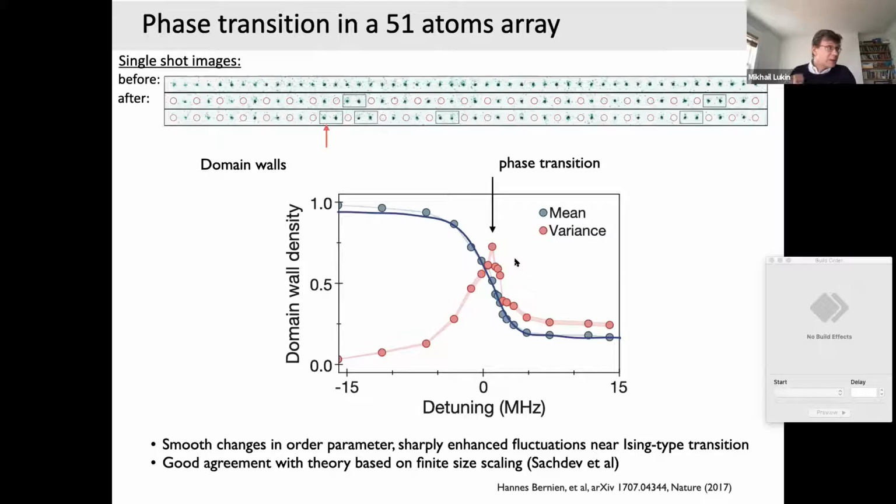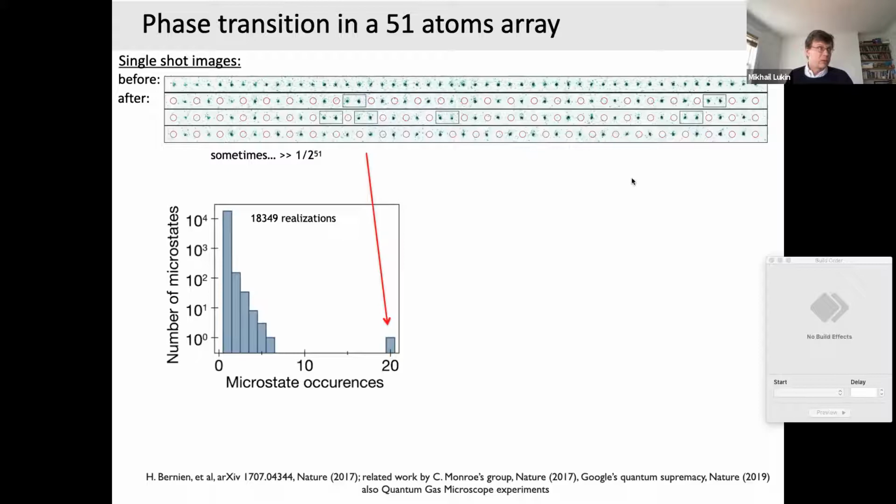But even more strikingly, we can now analyze the system from the point of view of microscopic states. In some cases, we do observe the completely ordered system, and it turns out this is the most probable state among all those created. Early on, this probability was quite small, but with the improvements we made over the last years, for a system of this type we can now create this ordered state with high probability, close to 50%.